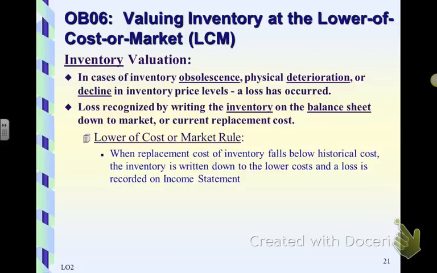If the value has gone down that much, is it likely that it's going to go back up? No, of course not. It's not going to go back up. So there's virtually no chance that you're going to take a gain on that or be able to sell it for more or have a profit on it. So you've got to recognize that loss immediately. So it is applying the example of conservatism.